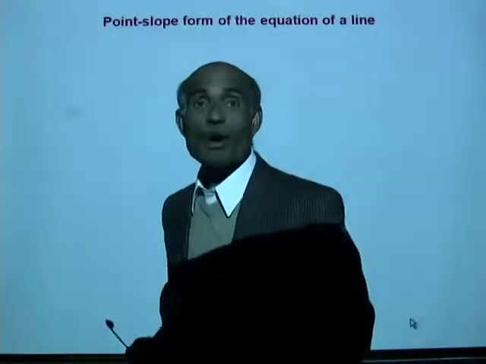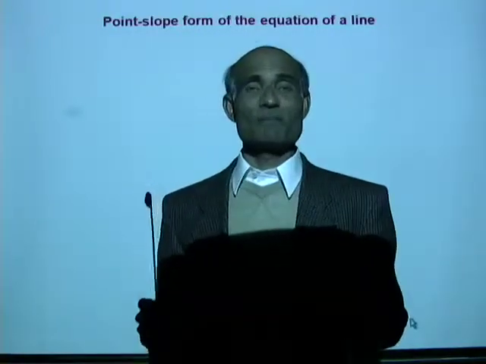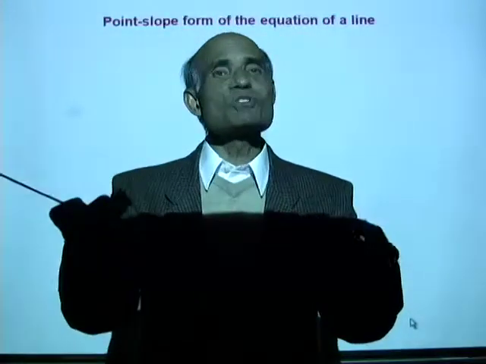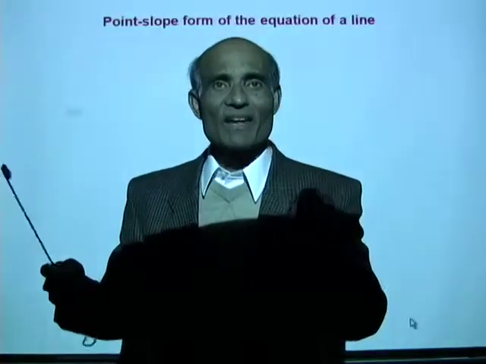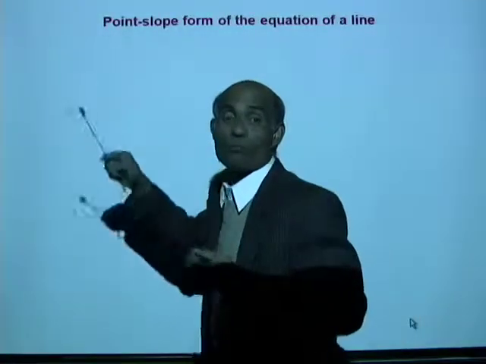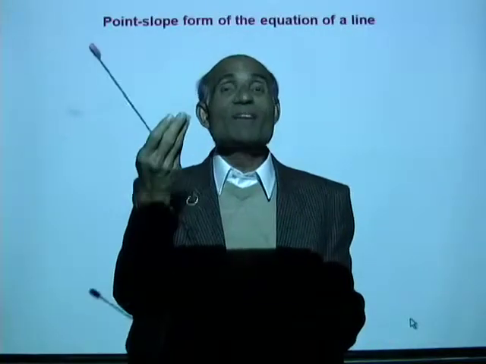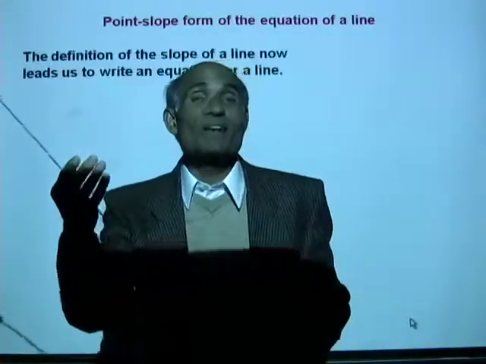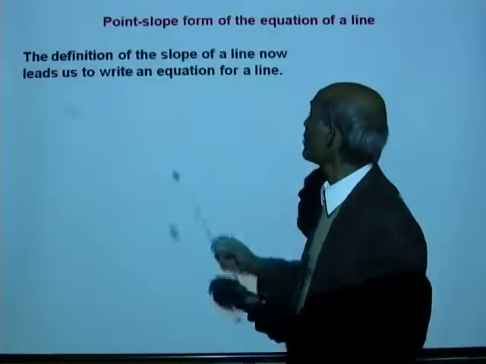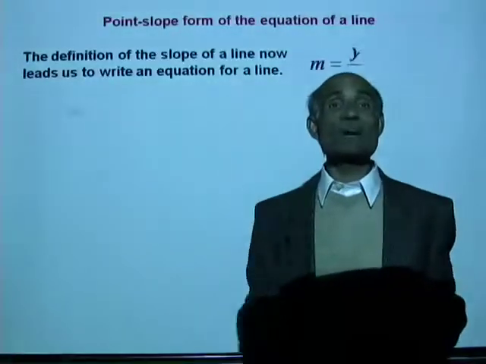Now, point slope form of the equation of a line. Now, the linear equation that we talk about represents a line. Now, how do we write the equation of a line in this form? Point slope. In other words, you have a point on the line and we know the slope of the line. We can write the equation of that line. The definition of the slope of a line now leads us to write an equation of the line.